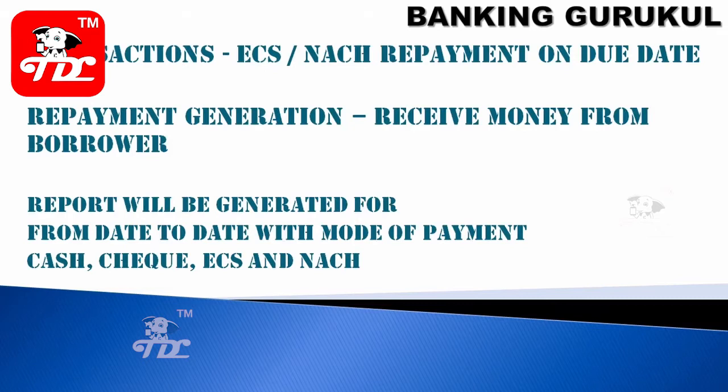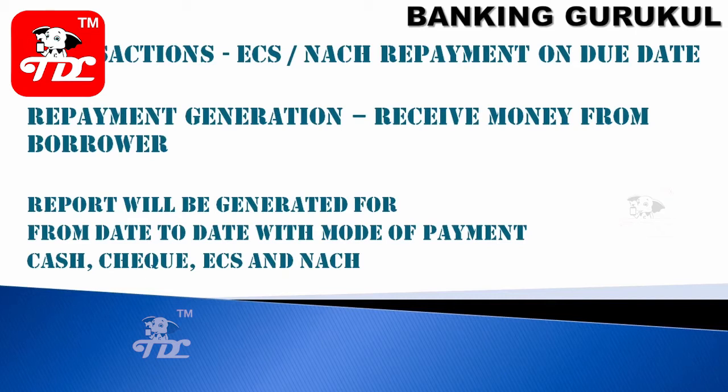So the second is transactions. When a loan is disbursed, the first thing that happens is monthly payment. The customer has to repay the loan amount. This can be through ECS, cash, check, any mode we can collect the repayment amount from the customer. In transactions we'll take ECS or NACH.